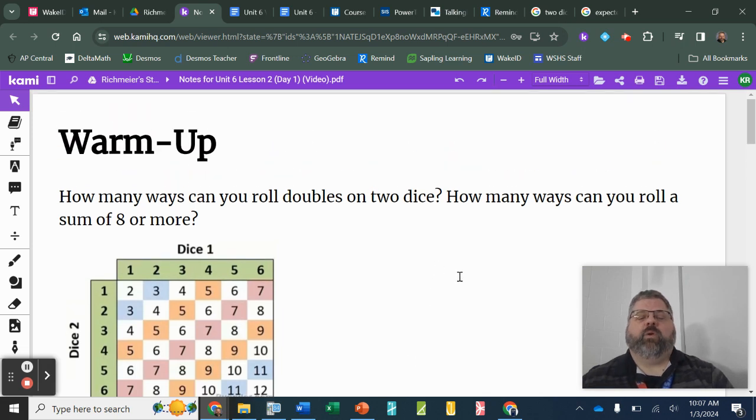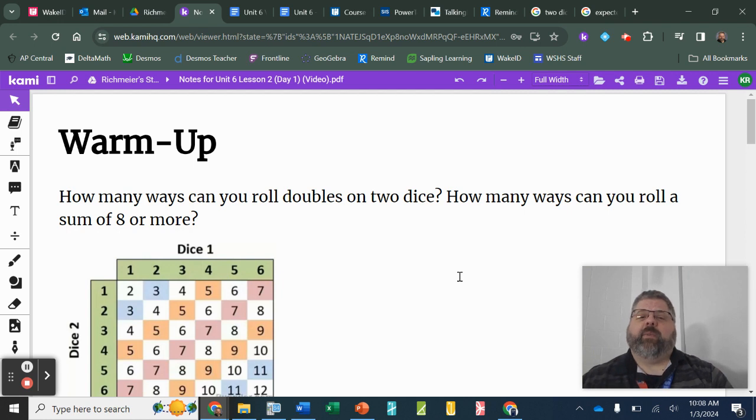This video is to go along with the notes for Unit 6, Lesson 2, Expected Value. So we had a warm-up, and I asked how many ways can you roll doubles on 2 dice, and how many ways can you roll a sum of 8 or more on 2 dice.